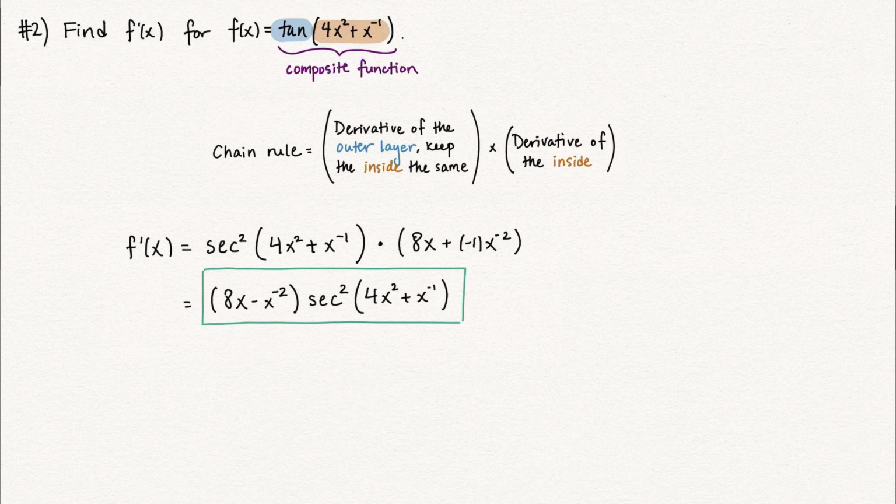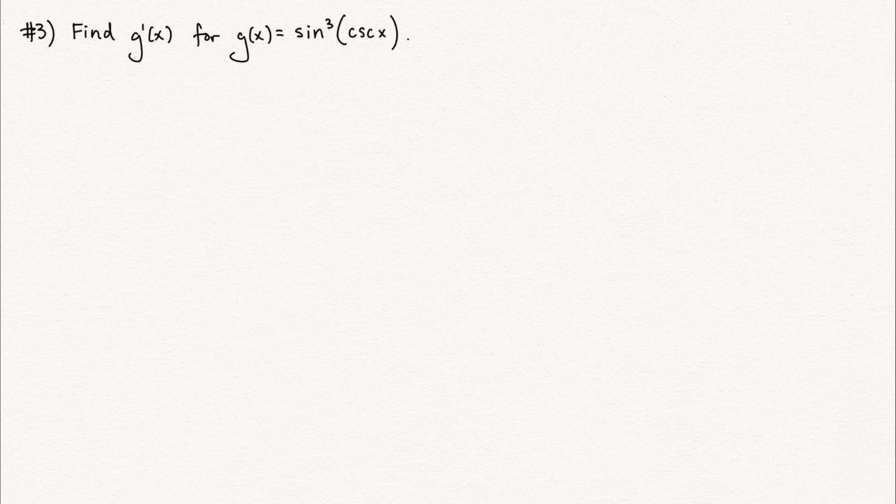Okay, so now let's try this again on a slightly more complicated problem. All right, for this next problem, let's find the derivative of the function g of x is equal to sine cubed of cosecant x. Okay, so right away, I think we might all notice that this function is a little bit more complicated than before, even if we might not be able to immediately place our finger on it.